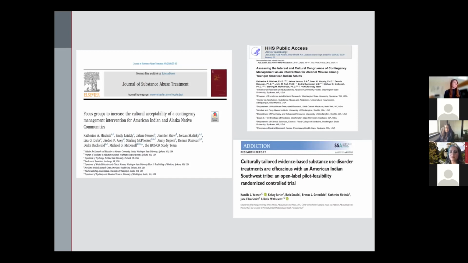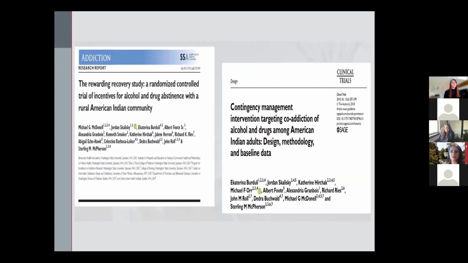Dr. Venner's adaptation of motivational interviewing and the community reinforcement approach is an example of another clinical trial that was recently completed and had positive intervention effects.